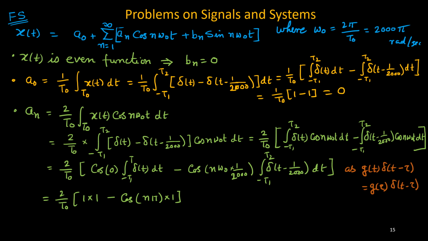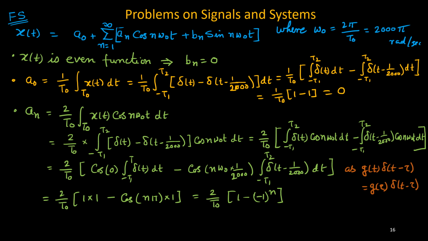So it simplifies to 2 upon T₀ times 1 minus, and this cos(nπ) we can write as (−1) to the power n, because cos 0 is 1 and cos π is minus 1, cos 2π is 1, cos 3π is minus 1. So it is alternating 1, −1, 1, −1, like that. So it is (−1)^n. So when n is odd, it is minus 1. Now when n is even, it is plus 1. Right?